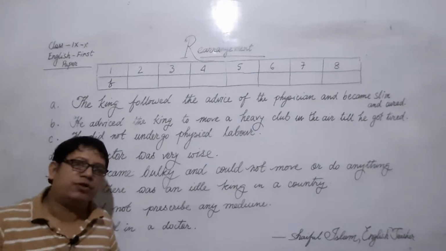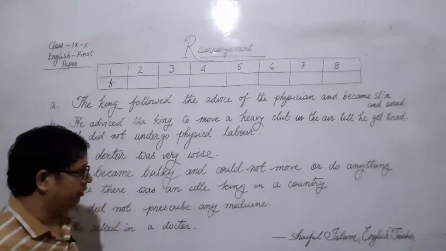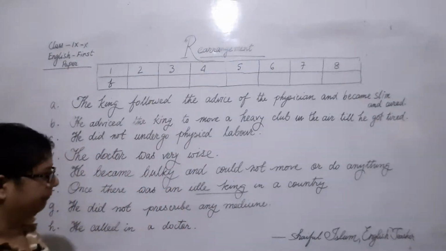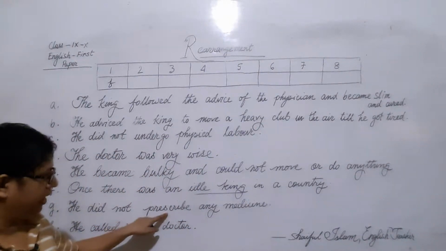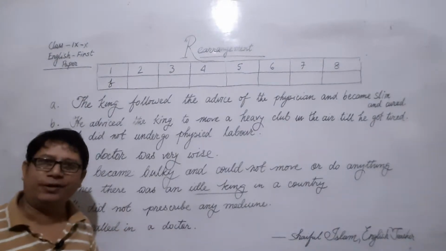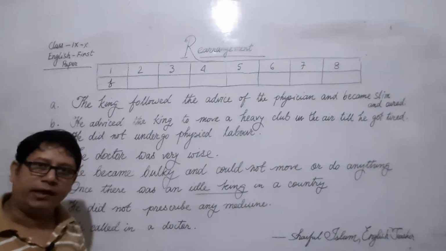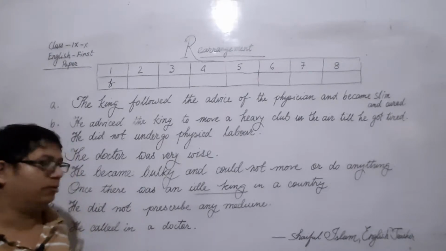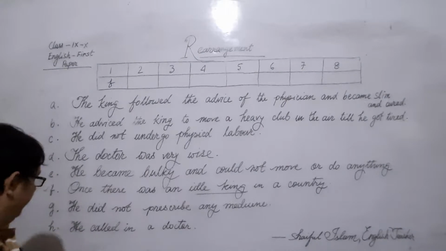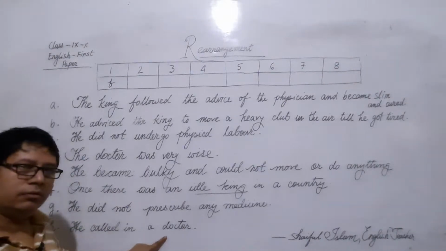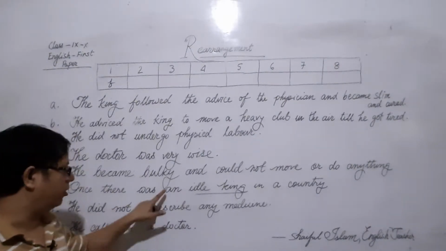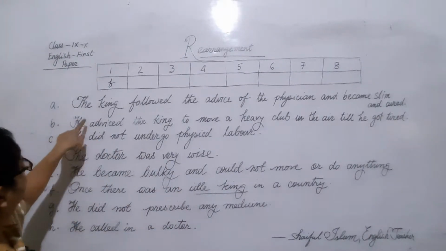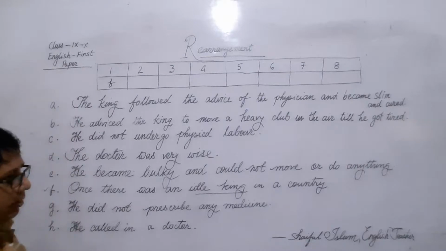So what happened to the idle king? So this is important. Idle king in a country. He did not prescribe any medicine. So doctor or the king prescribed. Generally, king does not prescribe because he is not a doctor. King is himself king. He called in a doctor. So why did he call? What happened to him? Then we can come to the previous sentences.